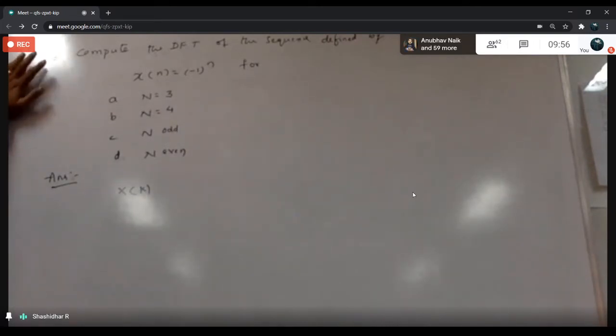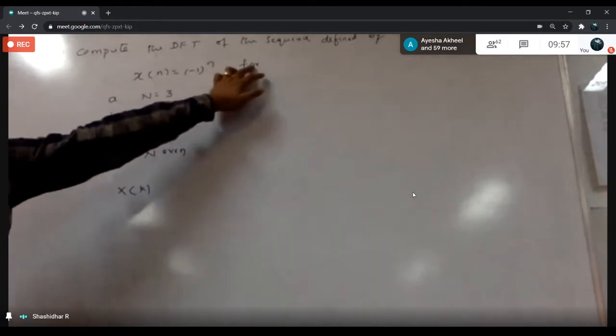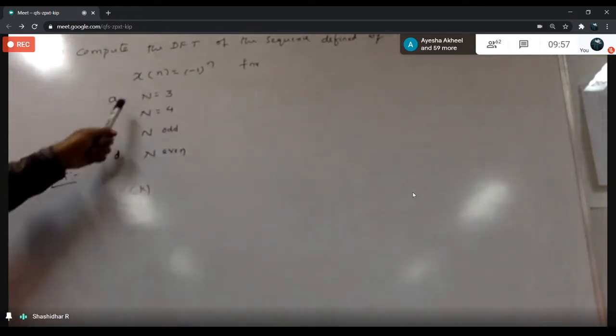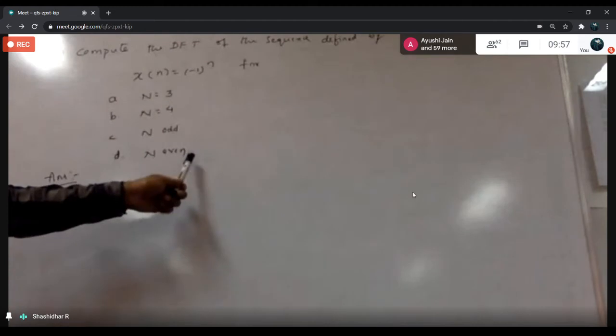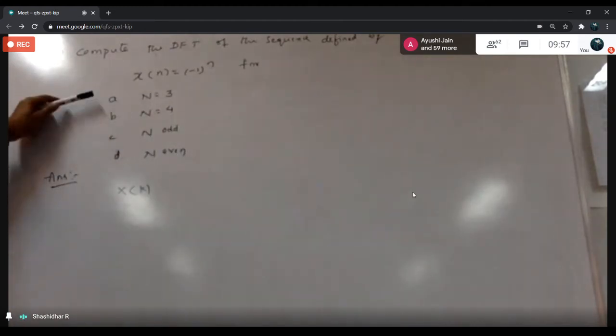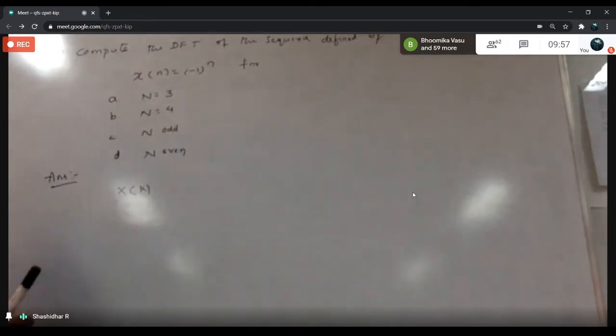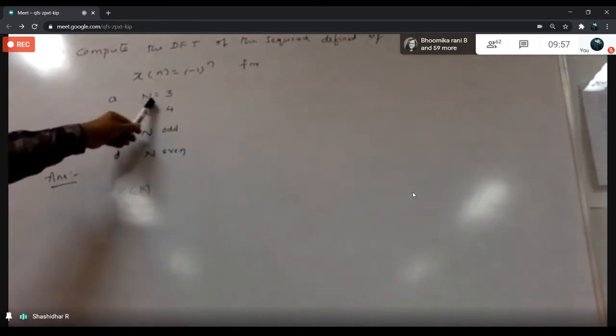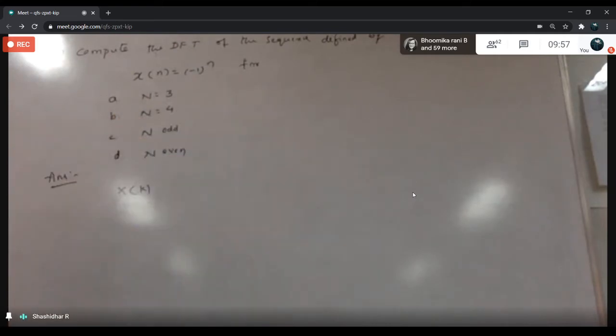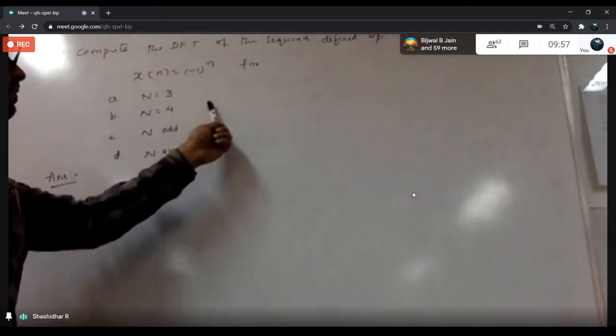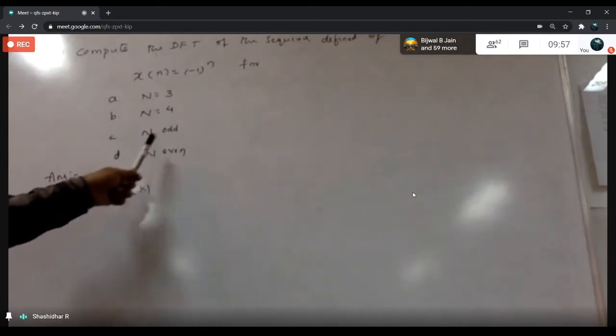So this is the problem 2. You can write it. Compute the DFT of the sequence defined by x of n is equal to minus 1 to the power of n. Here we mention the sequences for A, B, C, D. These are the 3 problems. What are the values? Here the DFT sequence numbers we already mentioned: N is equal to 3, N is equal to 4. Here n odd and n even.